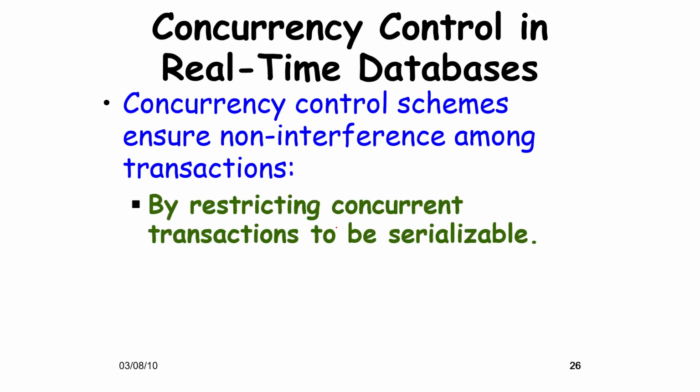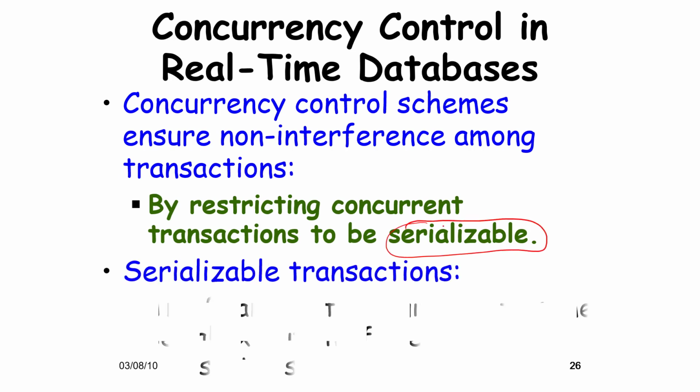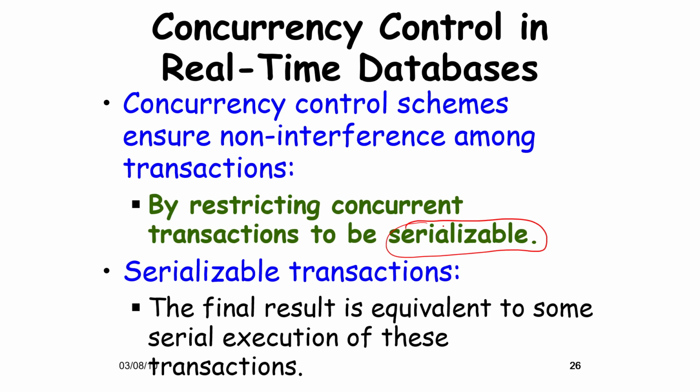The different concurrency control schemes that have been designed to ensure that transactions do not interfere are based on the serializability correctness property, where the final result that you see, or for that matter any intermediate state as well, is equivalent to some serial execution of these transactions. In the sense, it could be T1 first, and then T5, and then T6, and then T7, and so on. But it's equivalent to some serial schedule.